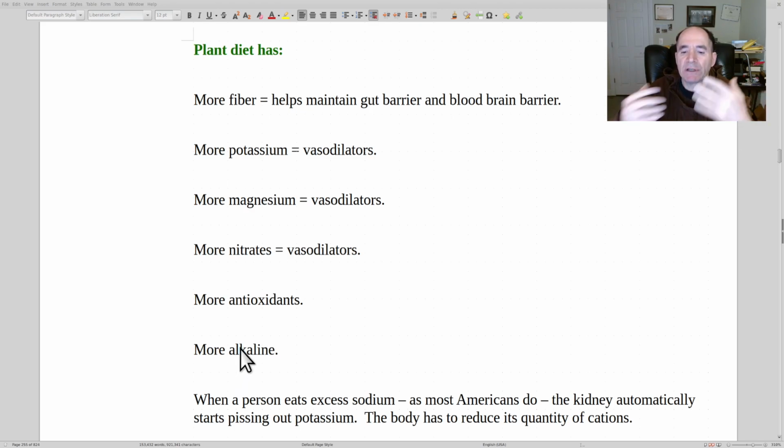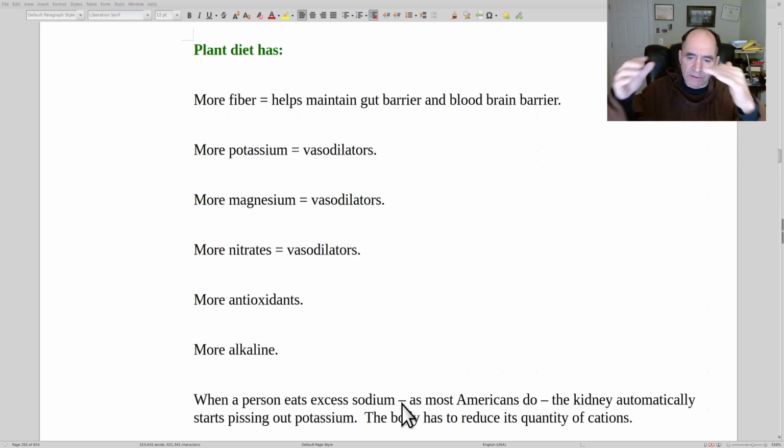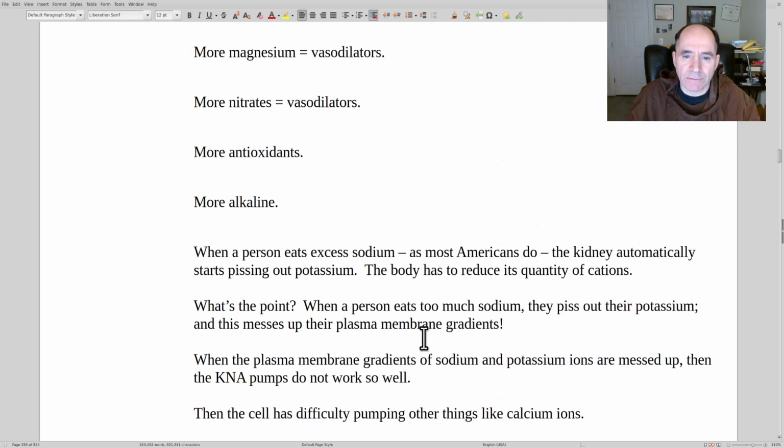When a person eats excessive amounts of sodium, as most Americans do, the kidney will automatically start urinating out potassium. And this can lead to diminished levels of potassium over time. The body has to maintain balanced amounts of cations. Cations are positive ions like sodium and potassium. So if you're taking in lots more sodium, you're going to excrete more of your potassium. And when that's overdone, it can start affecting plasma membrane gradients.